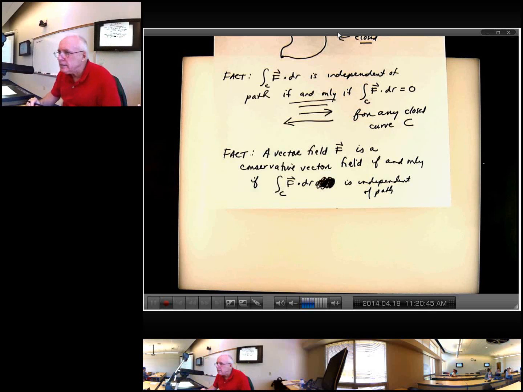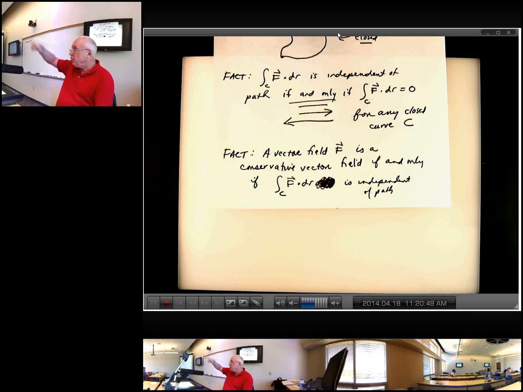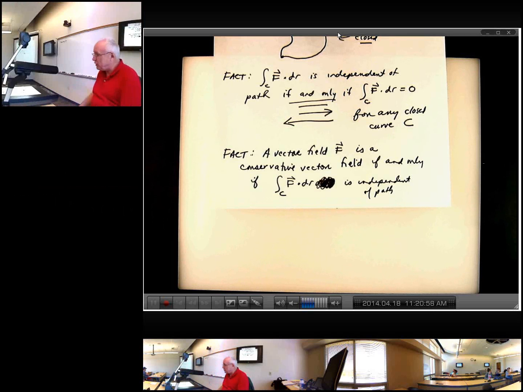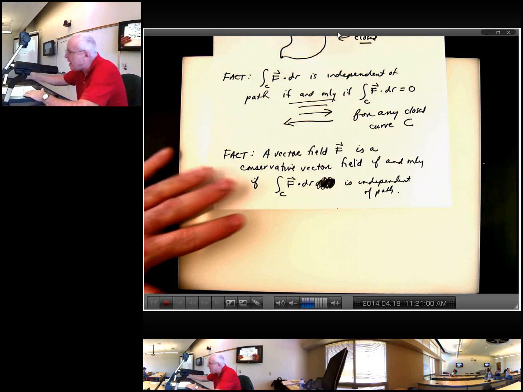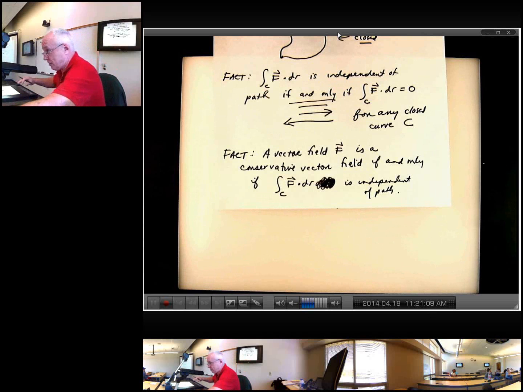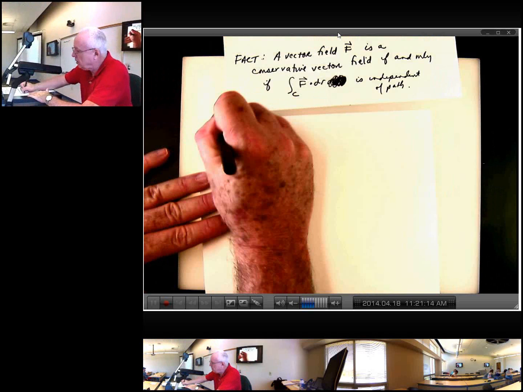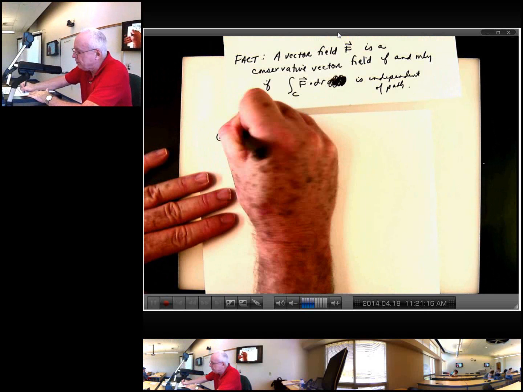Well, you could go from here until the end of eternity figuring out different paths, and you still wouldn't hit every single path, because there's an infinite number of paths from one point to another point. So this is not a very good way of recognizing whether a vector field is conservative or not. But we have the next fact, which is the good thing. So let's say good fact.